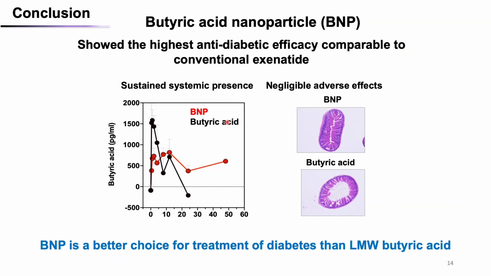So from these data, we confirmed that our butyric acid nanoparticles showed the highest anti-diabetic effect as compared to the other treated groups because of the improved pharmacokinetic properties, and also it did not exert any adverse effect as compared to the low molecular weight treated groups. These data confirm that our nanoparticle is a better choice for treatment of diabetes than low molecular weight short-chain fatty acids.